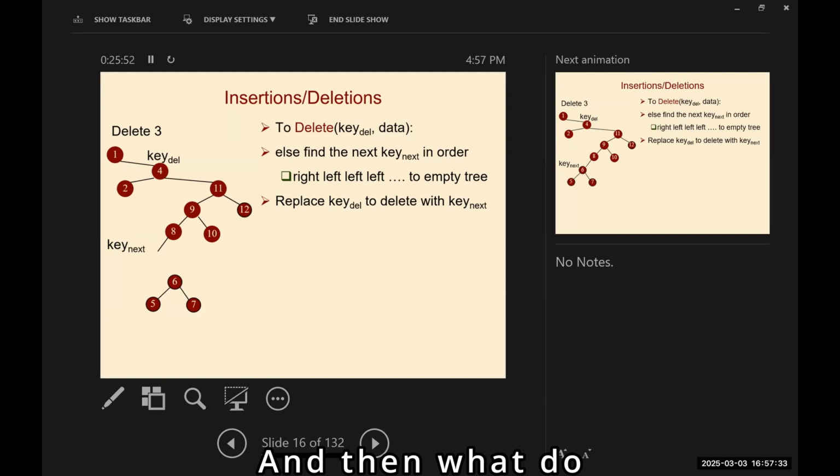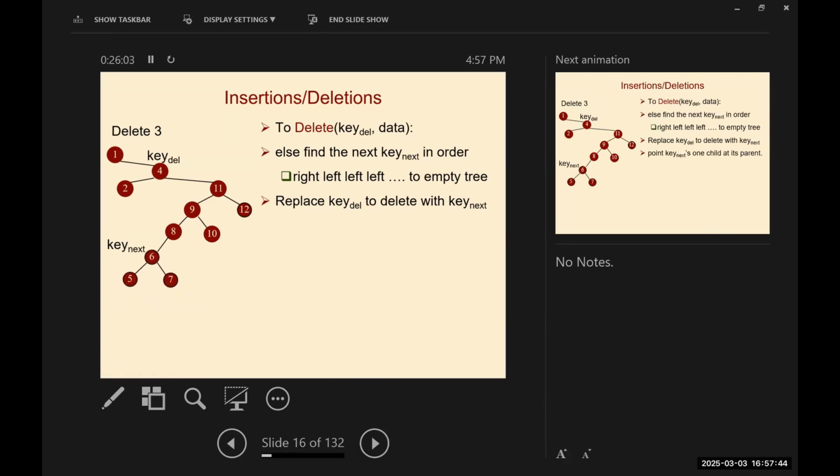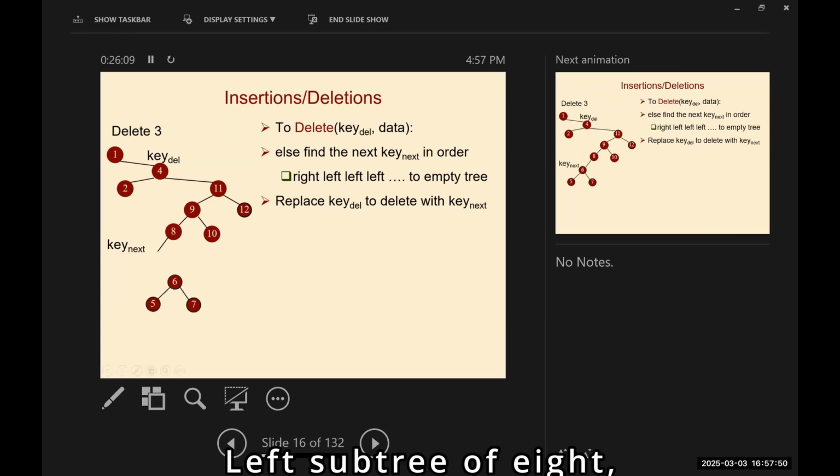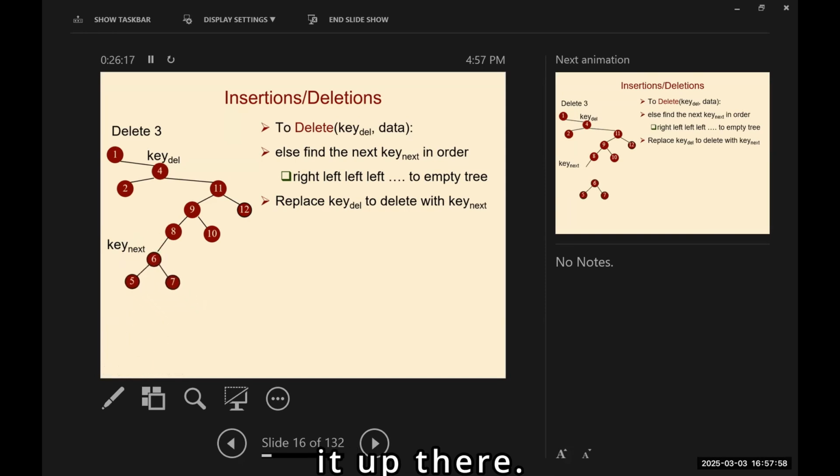And then what do you do with the 6? Well, there wasn't a left, right? So the 6 can move up there, right? And 6 before, 6 is in the left subtree of 8, right? So everybody here is smaller than 8. And you move it up there, it's still smaller than 8. Right? Everybody kind of buy that?